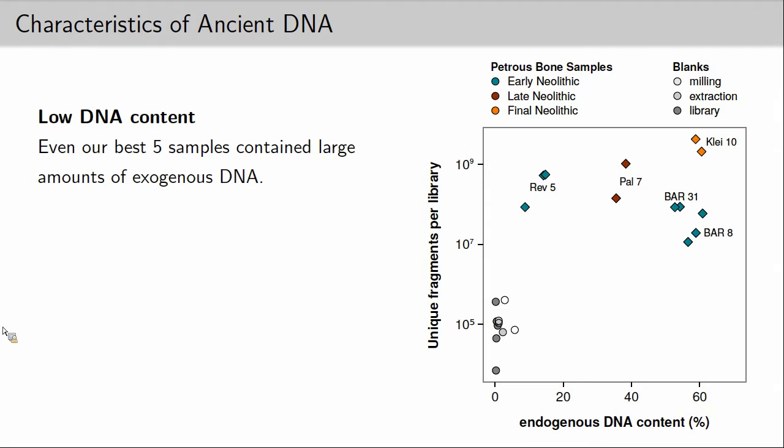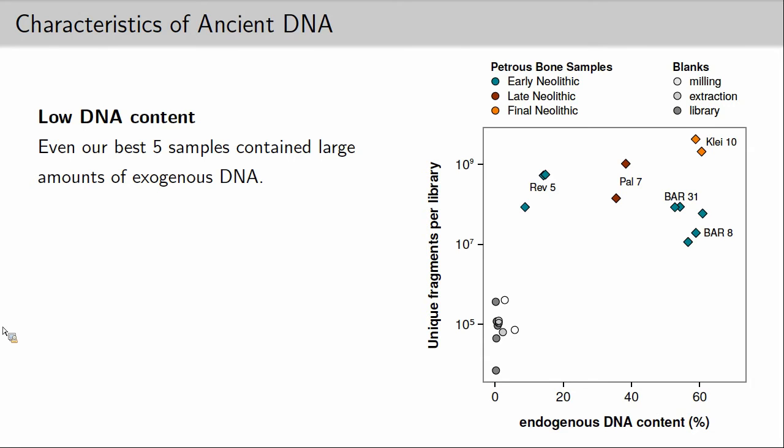There's multiple reasons for this. The first one is that we generally get extremely low DNA content out of the bones. Okay? So what I showed you here on the right is, for each of the samples, the five best samples that we analyzed. The people screened up to almost 100 samples, and then identified the five most promising for sequencing. And so these are these five most promising samples.